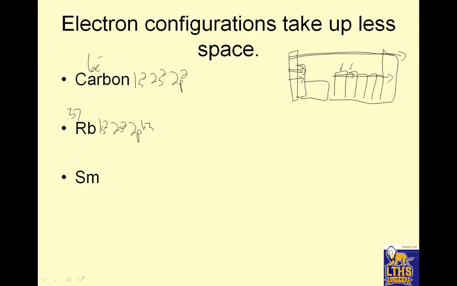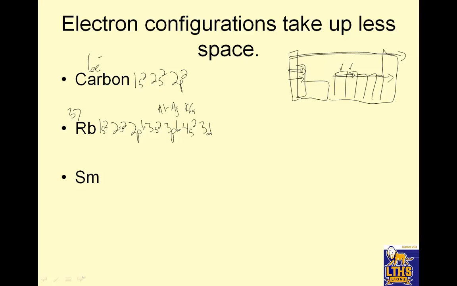I'm now in the third row. 3s2. That's sodium and magnesium. Then I'm going to have 3p6. That is aluminum through argon, right? That's aluminum through argon. Then after that, I'm on the fourth row. 4s2. That's K and Ca.